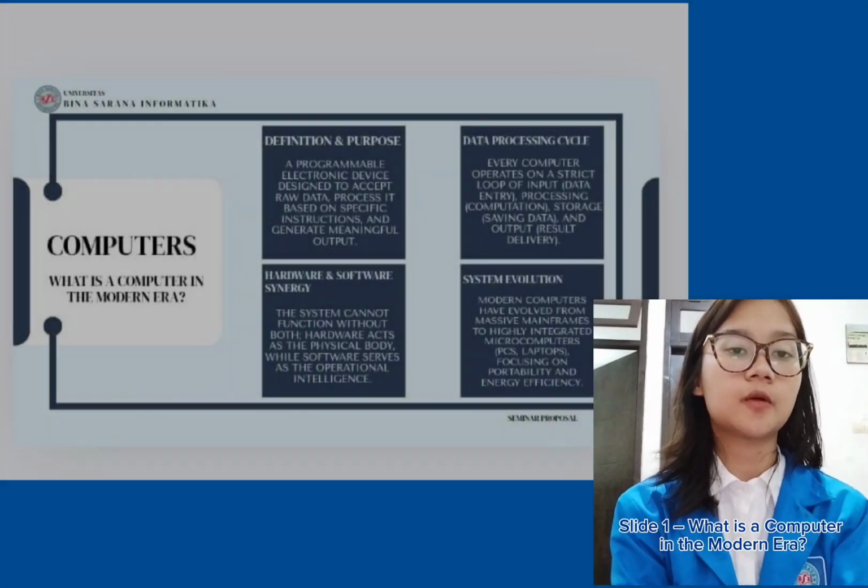Computer Architecture and Modern Hardware. In this presentation, I will explain what a computer is, how computers are classified, the role of the operating system, and the importance of hardware and modern technology. I hope this presentation will help you understand the basic concepts of computer architecture. Let's begin. Let's talk about what a computer is.